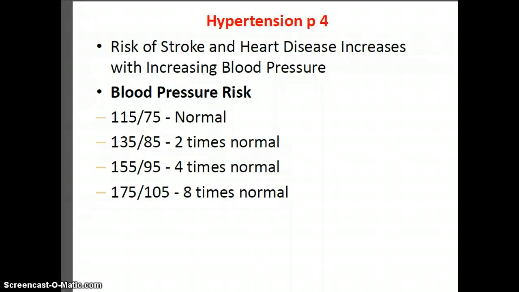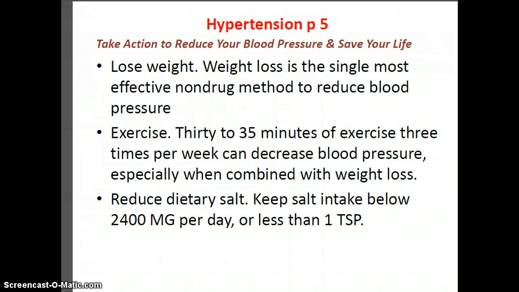135/85, your risk for stroke and heart disease increases 2 times. If it's 175/105, your risk of stroke or heart disease increases by 8 times over normal blood pressure. All right, here's just take action to reduce your blood pressure and save your life.